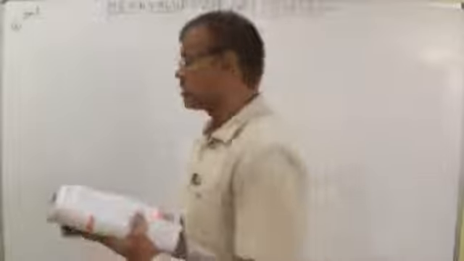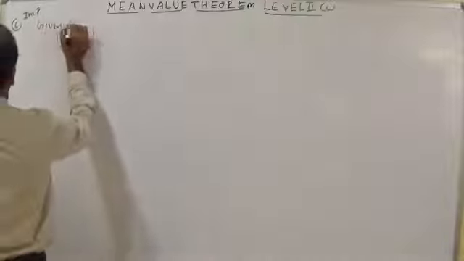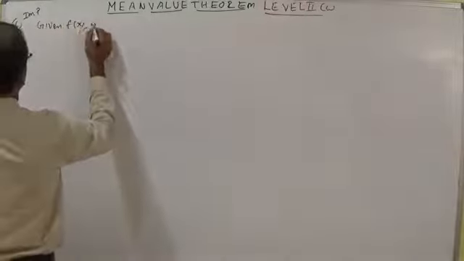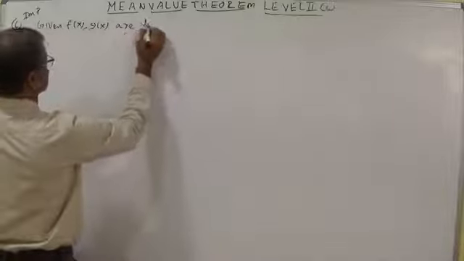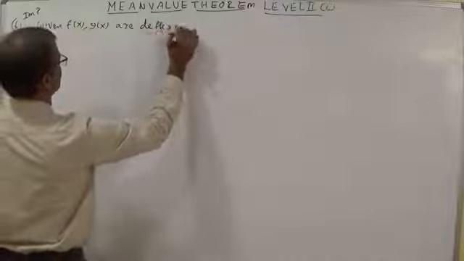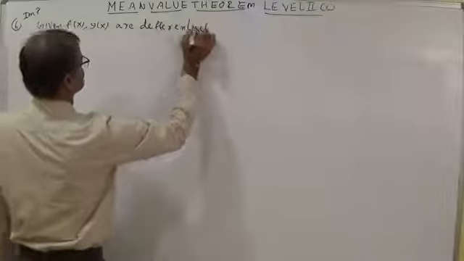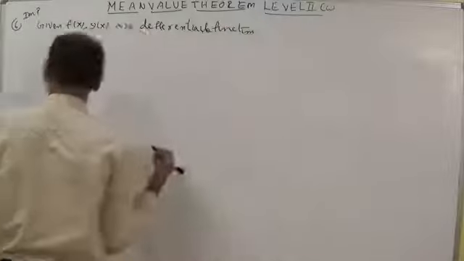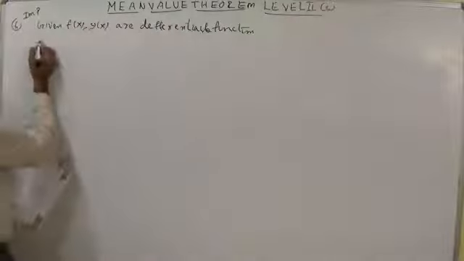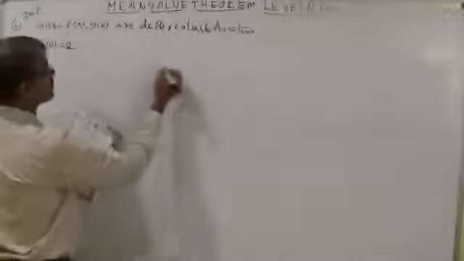f(x) and g(x) are differentiable functions on [0, 1], such that f(0) = 2 and g(0) = 0. F(x) and g(x) are differentiable or derivable, we can say.